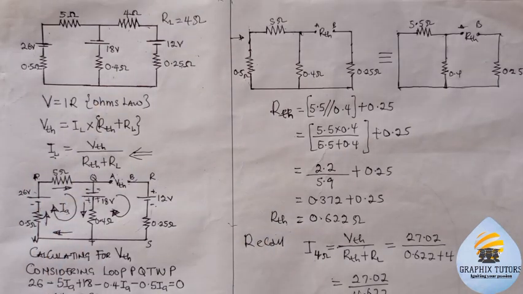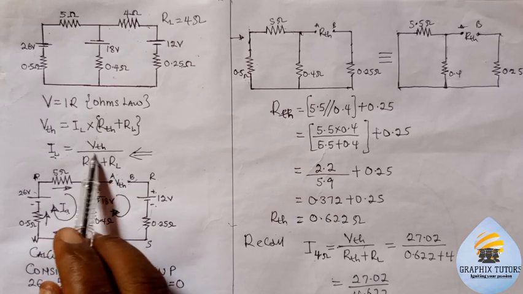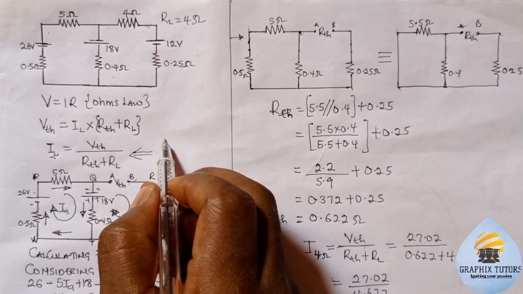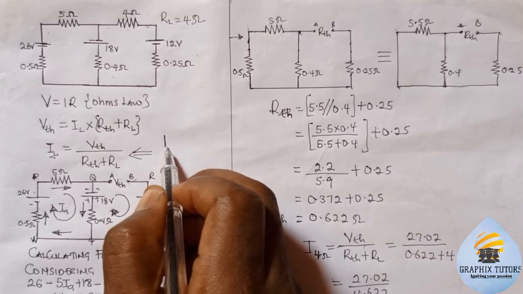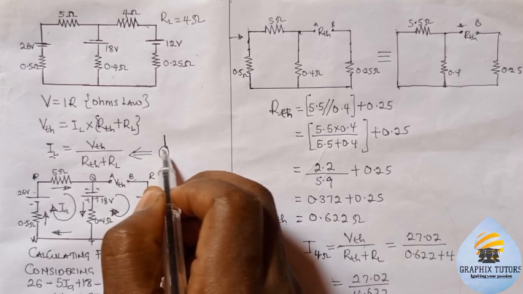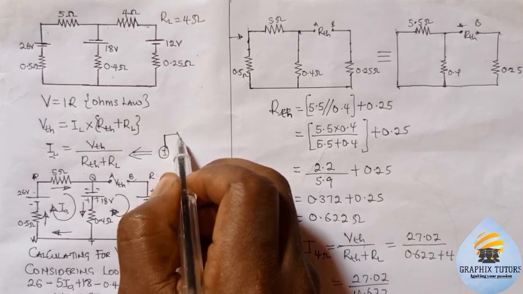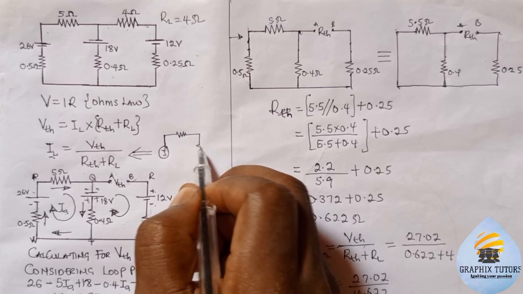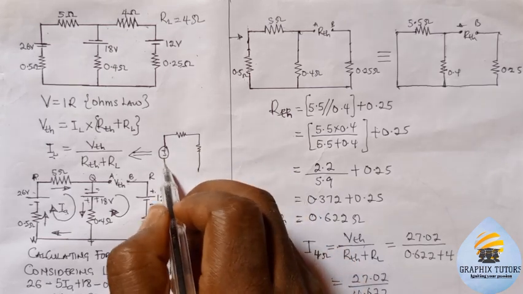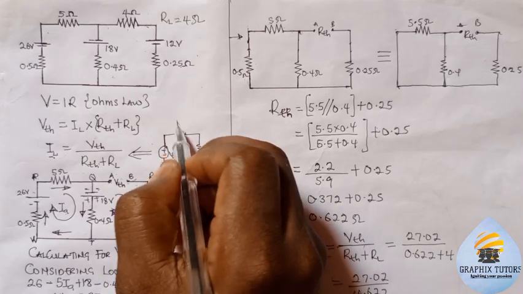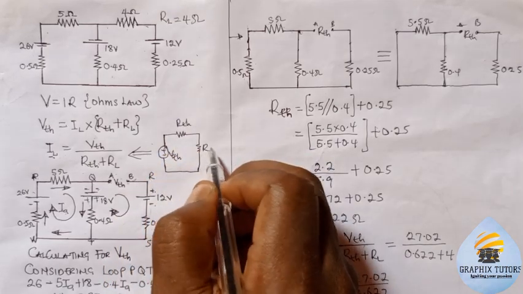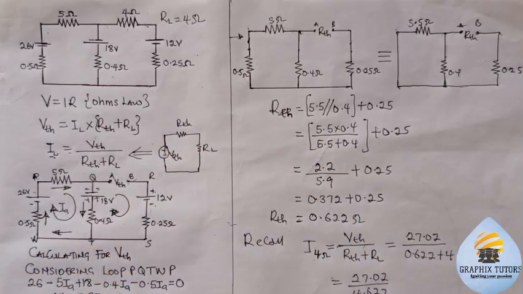5.845 ampere. So always remember this formula, and it can be given like this: I have my Thevenin voltage, my Thevenin resistance, and my RL load. So this will be my VTH, my RTH, and my RL. That is what this means.